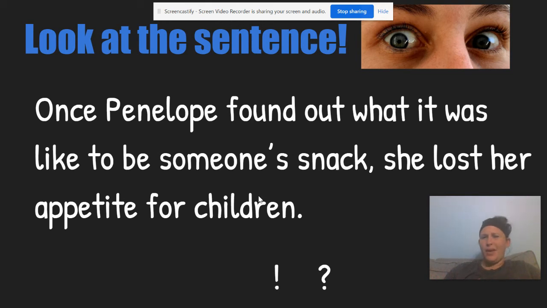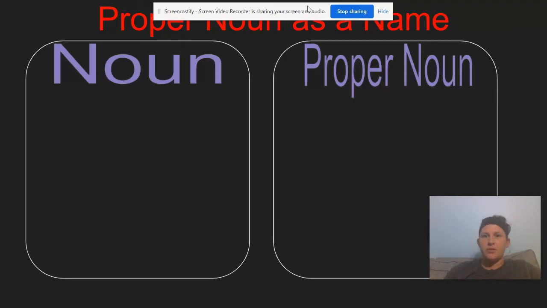Once Penelope found out what it was like to be someone's snack, so it just turns it into a question. But we know this sentence is not a question. It's just a calmly read statement, just a calmly read sentence. So all it needs is a little period at the end. All right, so thank you for looking at that sentence and noticing. We're actually going to come back to it later.